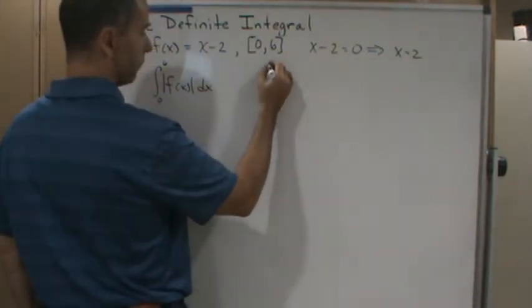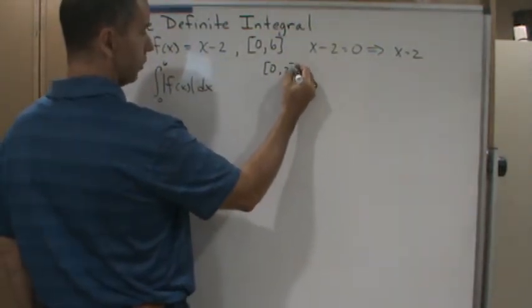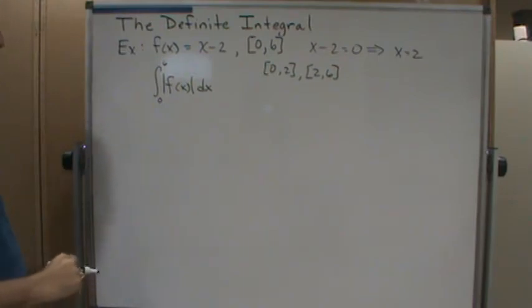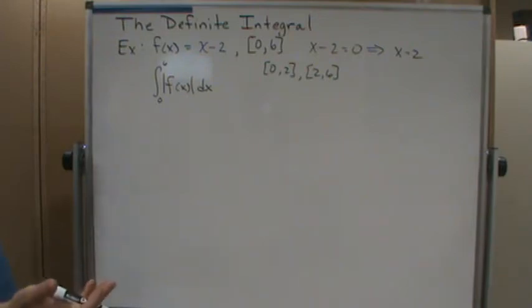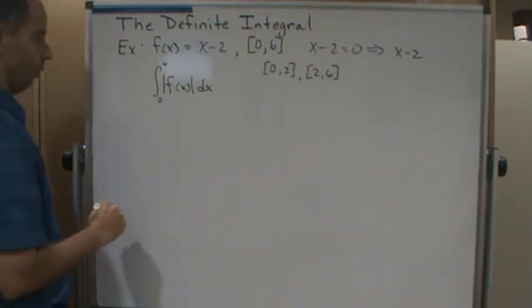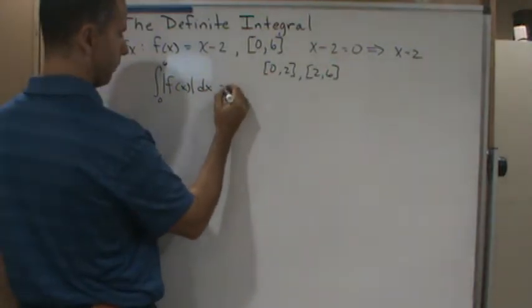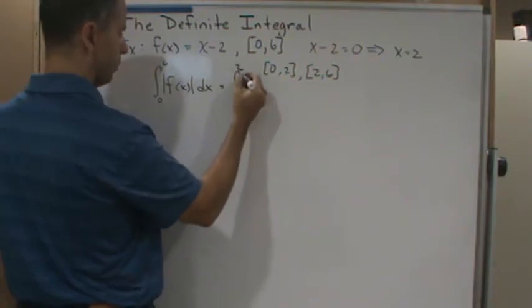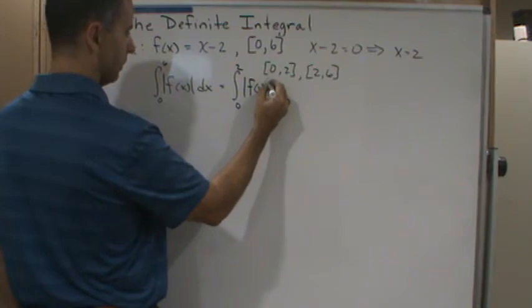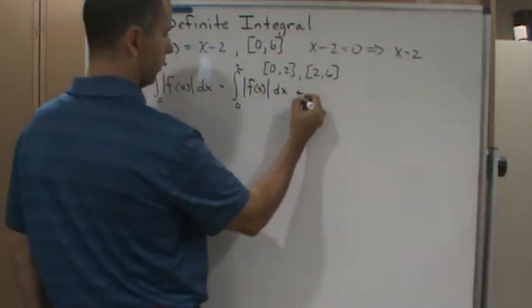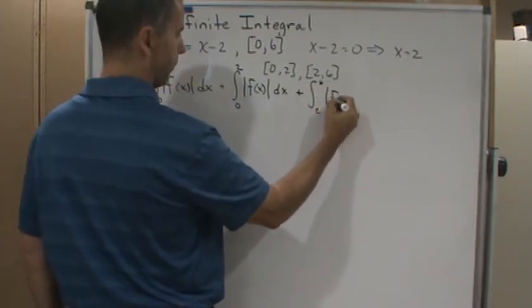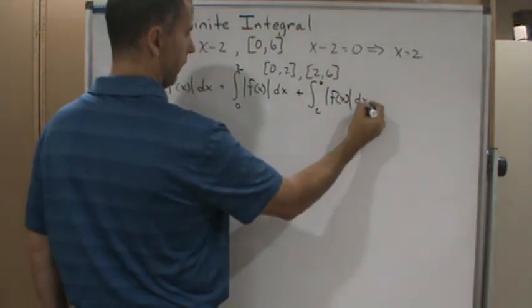So we're going to consider from 0 to 2, and then from 2 to 6, because one of those areas that we're going to calculate is going to be beneath the x-axis. So what we're going to do is split this up as the integral from 0 to 2 of the absolute value of f of x dx plus the integral from 2 to 6 of the absolute value of f of x dx.